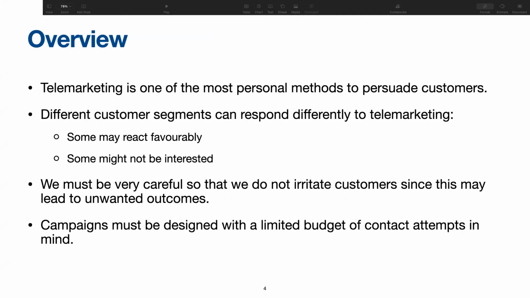So telemarketing is one of the most personal means to persuade customers today. Different customer segments can respond differently, however, to telemarketing. So some might respond favorably towards it, whilst some might not be interested at all. So we must be very careful that we don't irritate customers, since this might lead to unwanted outcomes. And campaigns must be designed with a limited budget of contact attempts in mind.